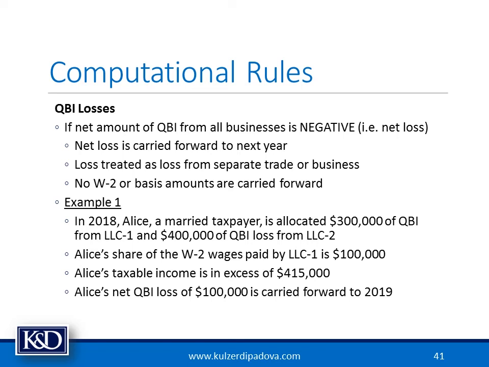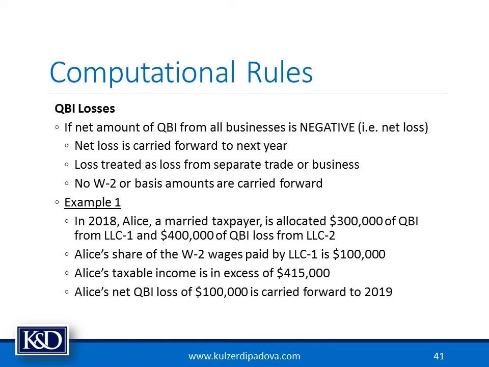So if you had three businesses, A, B, and C. A had $100,000 of income, so did B, but C had a $300,000 loss. You're going to have a net $100,000 loss. You don't have to allocate that in the following year to C. You treat it as essentially a business D with a $100,000 loss in the following year, and then you net them again to see what happens.